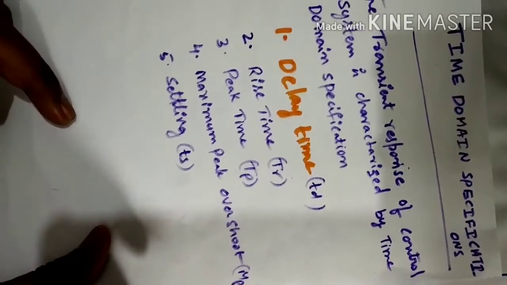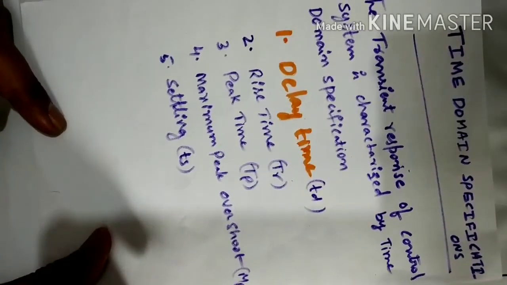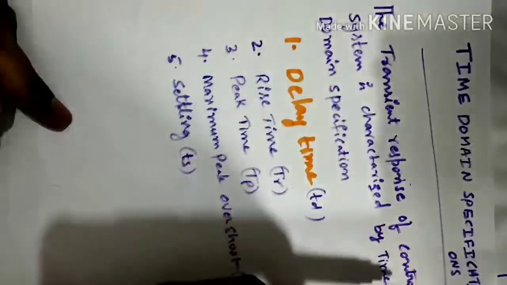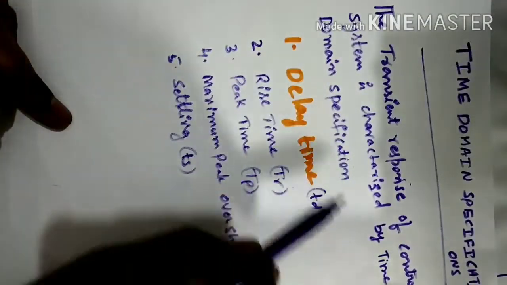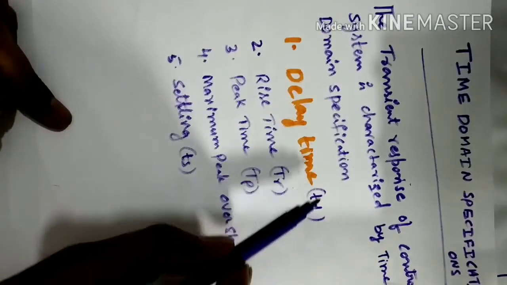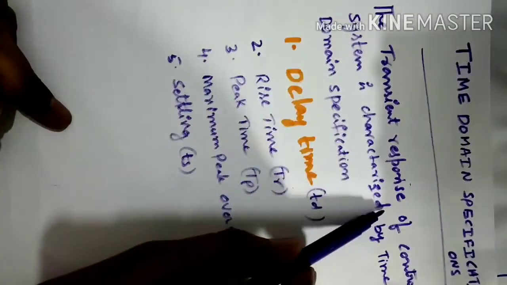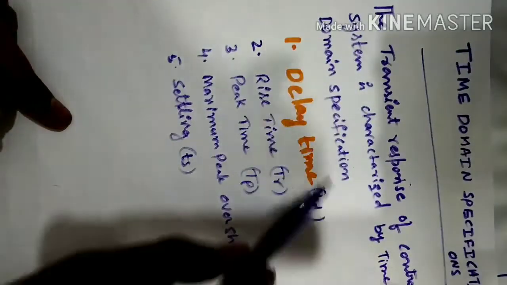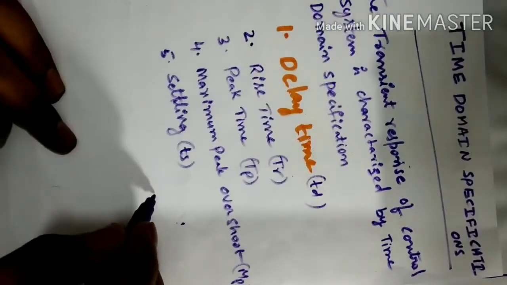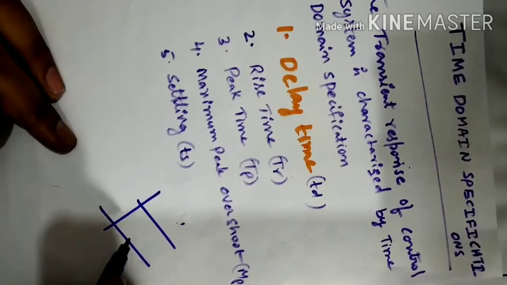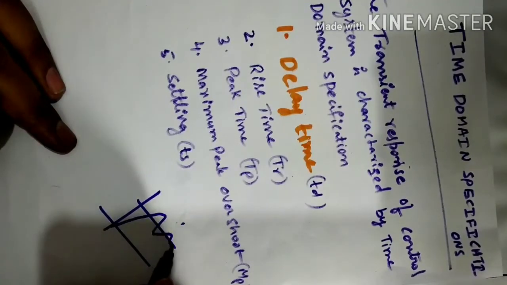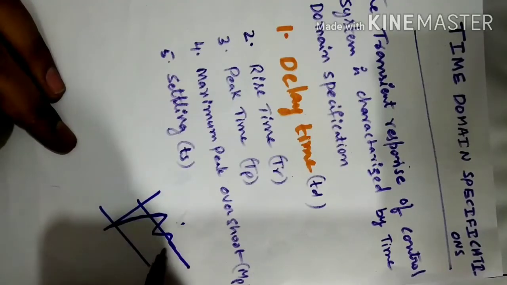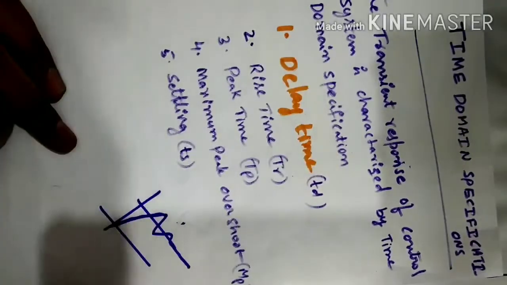Hello students, today I am going to teach you time domain specifications. The transient response of a control system is determined by time domain specifications. You see that this is the transient response, and it is characterized by time domain specifications.